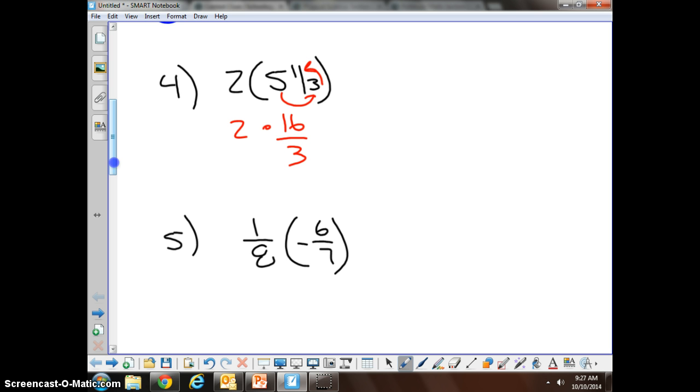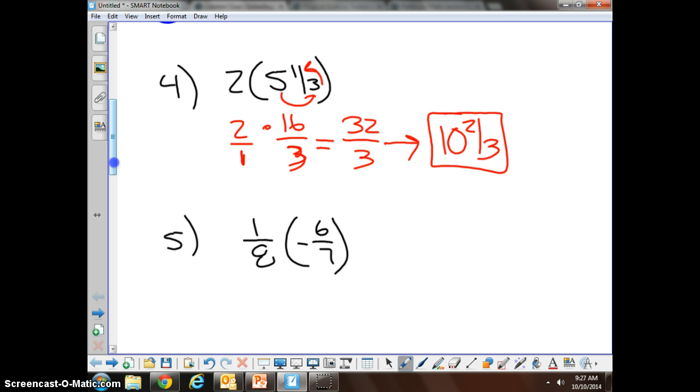2 times 16/3. Knowing how to multiply fractions, you know that you multiply the numerator by the numerator, 2 times 16, and the denominator by the denominator, which technically 2 is the same as 2 over 1, so you're going to do 1 times 3. Our answer is not 32/3 because no answers could ever be left as an improper fraction, so we're going to convert 32/3 from an improper fraction back into a mixed number. And you are going to get 10 2/3 for your final answer.